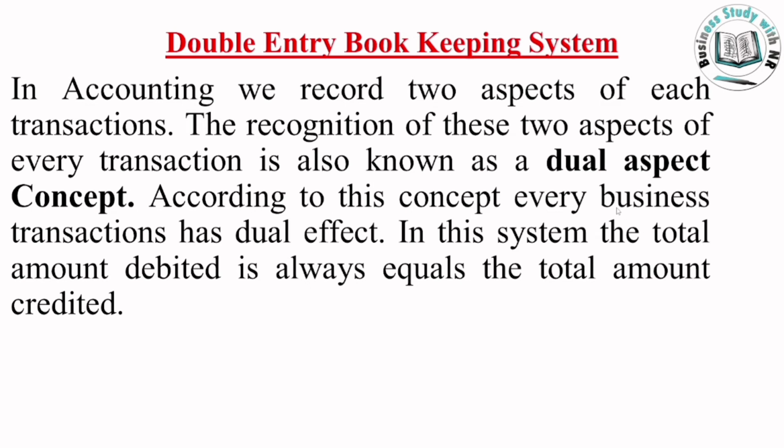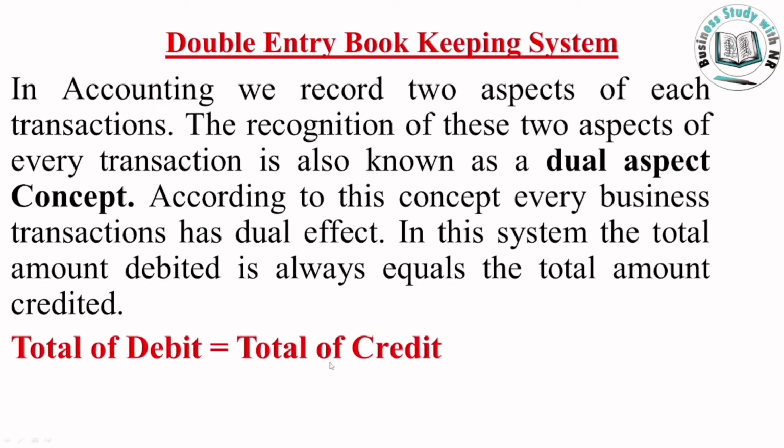According to this concept, every business transaction has a dual effect. In this system, the total amount debited is always equal to the total amount credited. Remember, dear viewers, according to the double entry system, for every transaction there is a debit and an equal credit. It means the total of debit is always equal to the total of credit. That is the basic concept behind the accounting equation, which we will discuss later in our next lectures. So remember, in accounting, every transaction has two aspects: one is debit and one is credit.